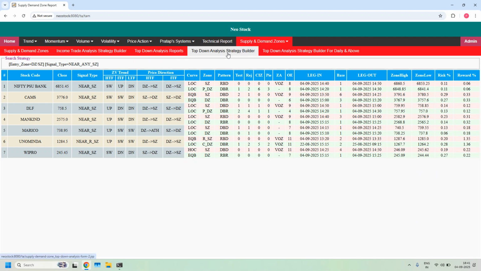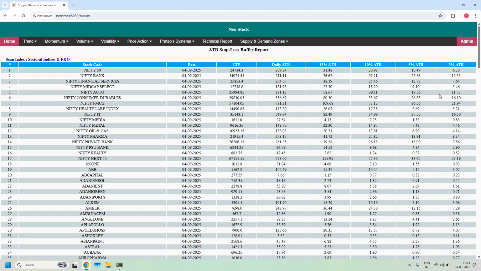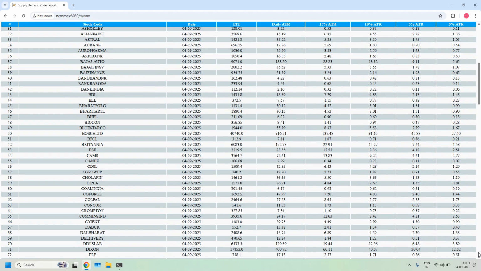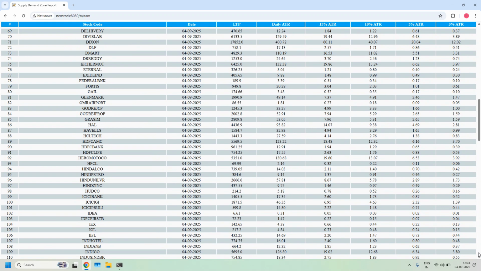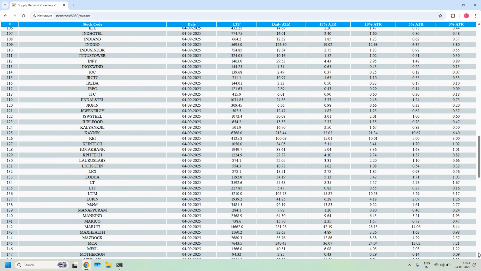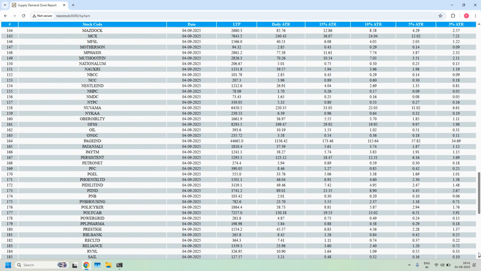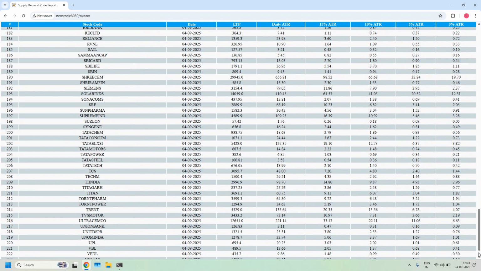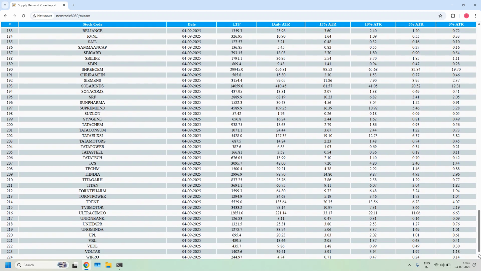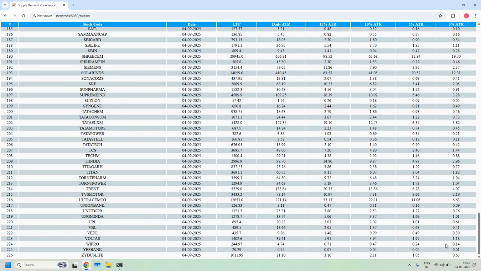In the final report, I am generating stop buffers based on daily ATR. The first 17 in this list are indices, the remaining are all equity stocks. Scrolling the list down, whichever stock you want to refer to, pause the video there. After your study, you can proceed further. Okay, I am scrolling the list down. So total 226 stocks. So we have completed the report.